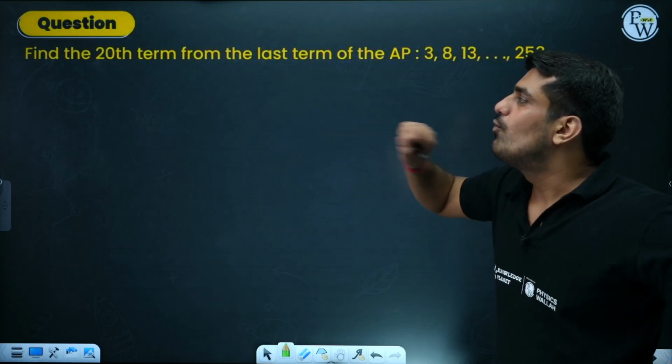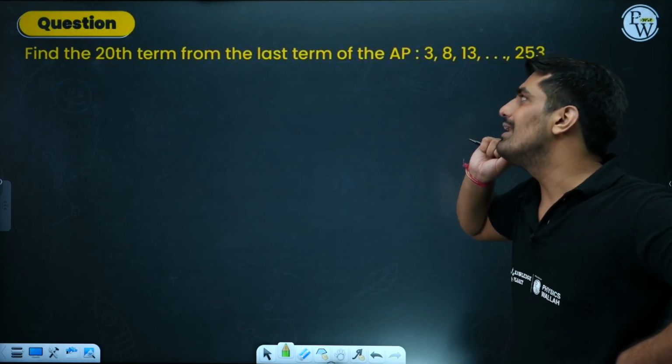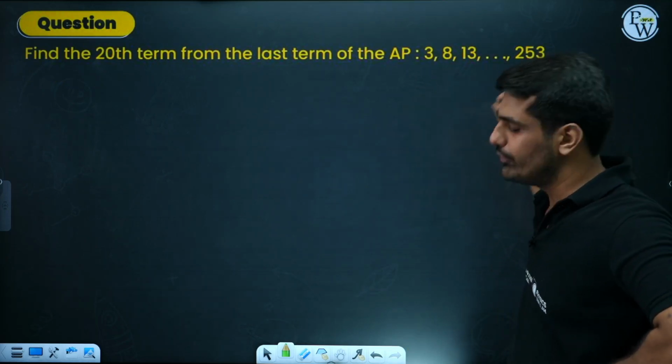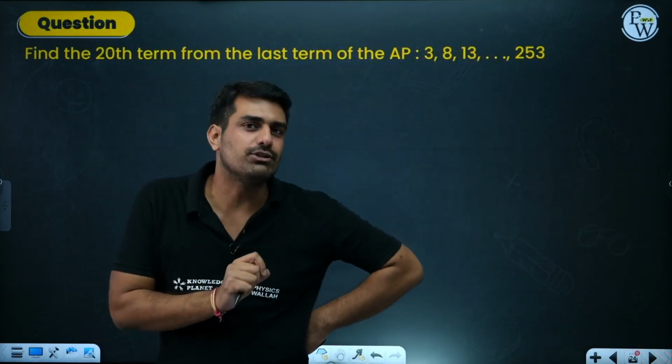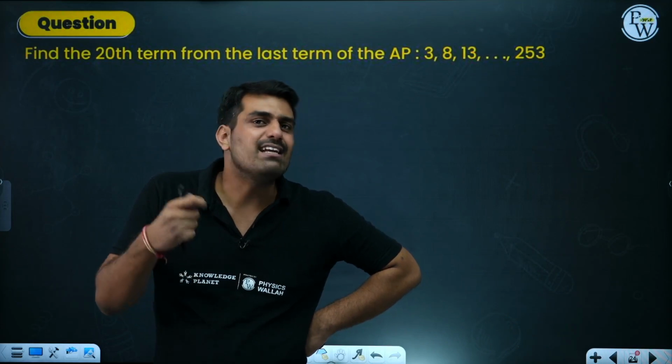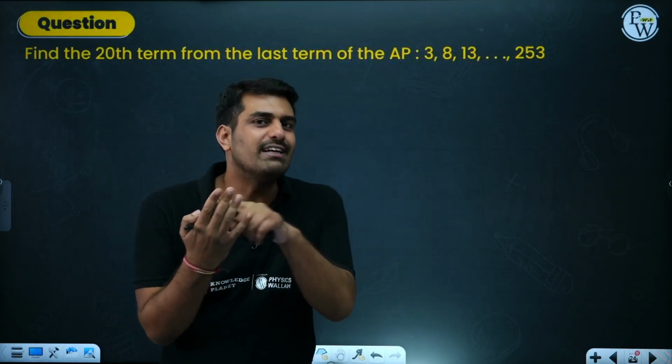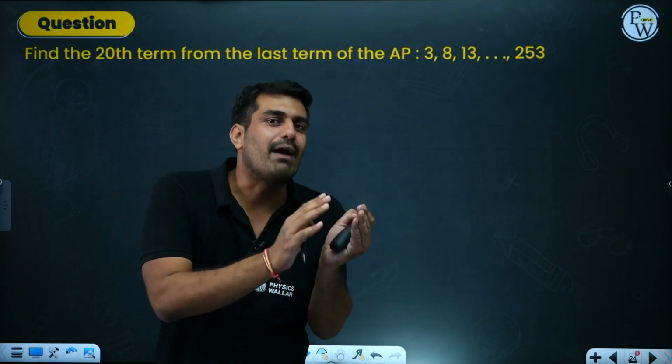It says, find the 20th term from the last term of an AP. This is given to you. This is one of the best questions we have. Why am I saying it is the best question? Because people apply their mind in different ways. All the fingers are not the same. Everyone applies their mind in their own way.